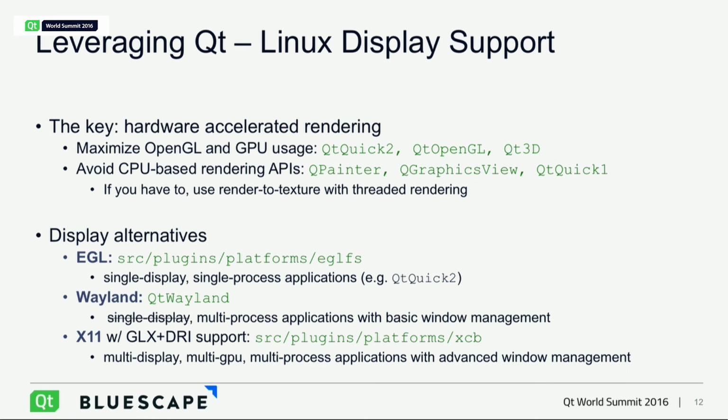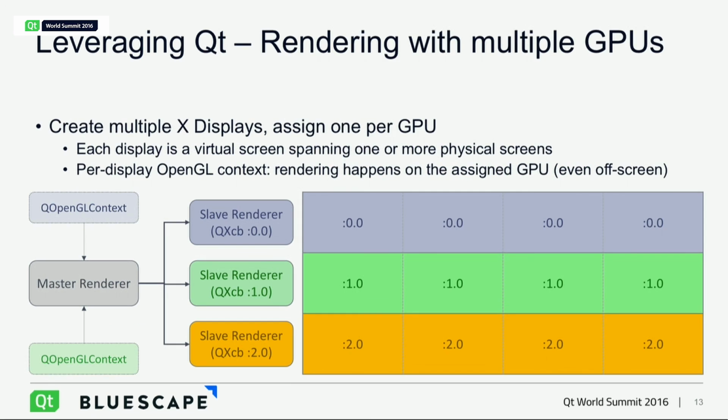And finally, what we are using at Bluescape still for now is good old X11, making sure that you have all the hardware acceleration, so DRI and GLX support, so that everything is hardware accelerated, compositing, and rendering tightly integrated with the graphics driver. This supports multi-display and, as we will see, also multi-GPU, and of course, multiple processes.